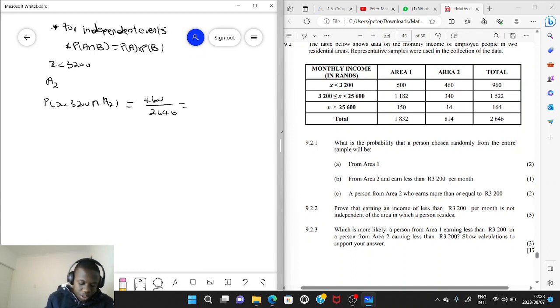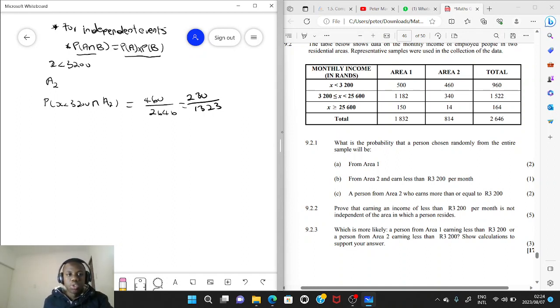What is 460? Okay, that's 230 all over 1323, right? So now I'm done with considering the intersection. Now I'm done with this part. Now I have to determine the second part.